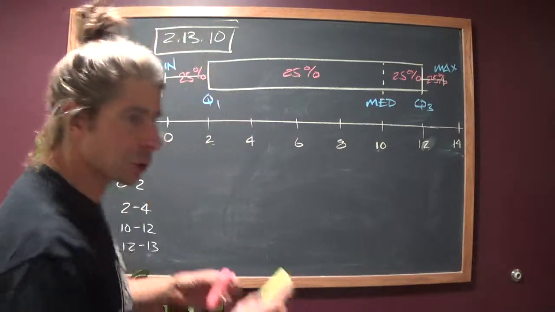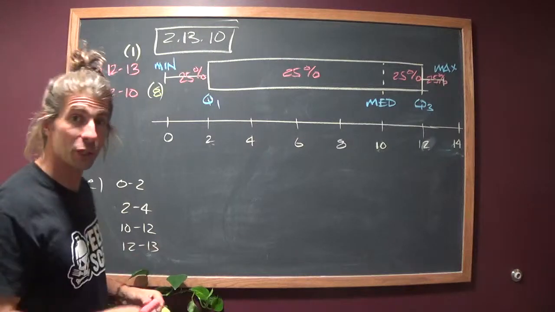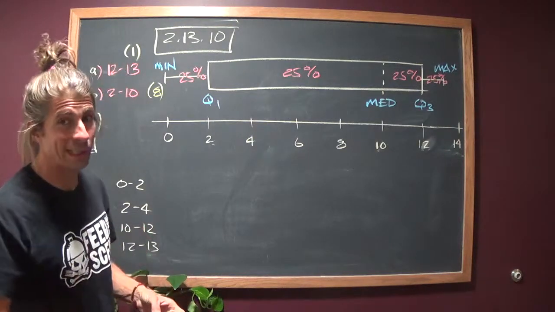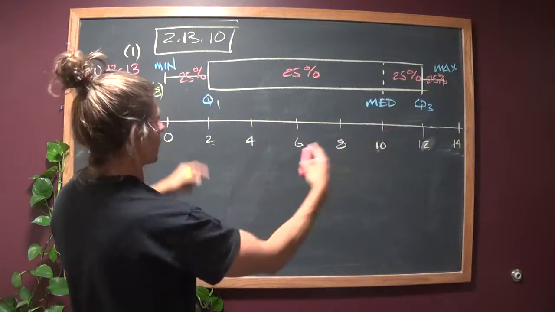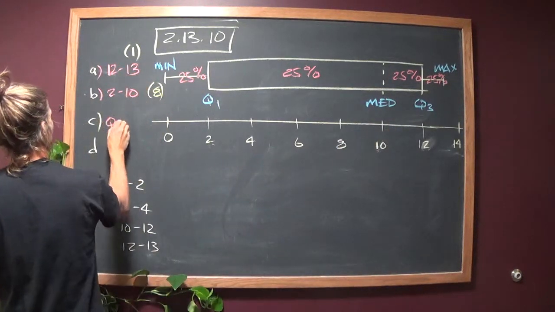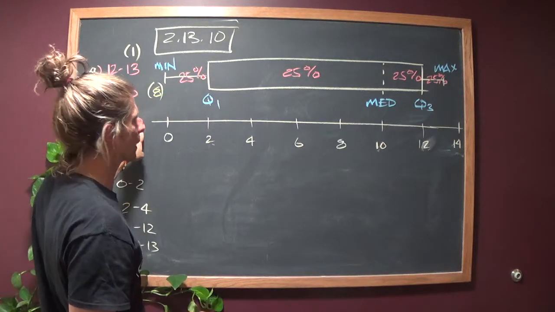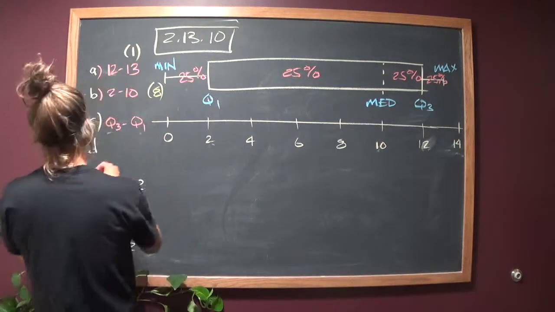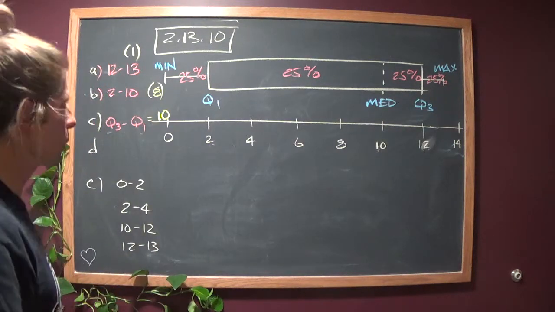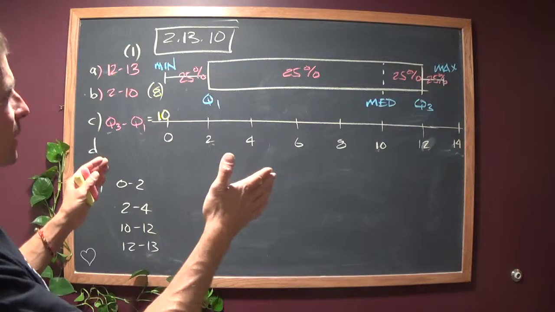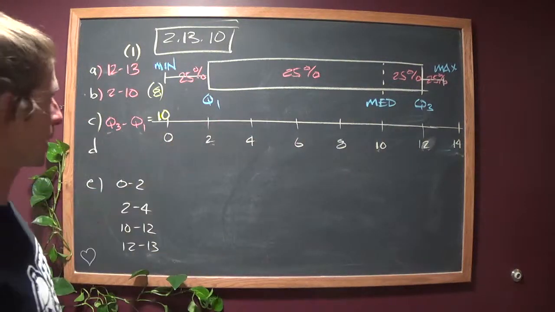C, find the interquartile range. This is a fairly common measure used in certain calculations, as we'll either see or have seen in outlier calculations. The interquartile range is just the distance between Q1 and Q3. So if you take the upper quartile and subtract the lower quartile, that's your interquartile range. What's that going to be? It's going to be 10. So that tells us that the middle 50% of the data varies by 10 units from Q1 to Q3.